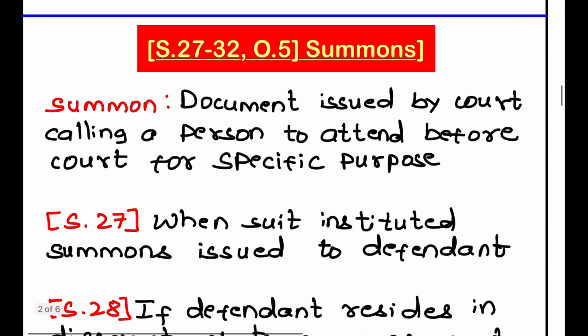Next concept is summons, Order 5 with Sections 27 to 32. What do you mean by summons? Summons is a document issued by the court calling a person to attend before the court for a specific purpose. After filing of the plaint, the court issues a summons to the defendant so that the defendant may make his appearance in the court.